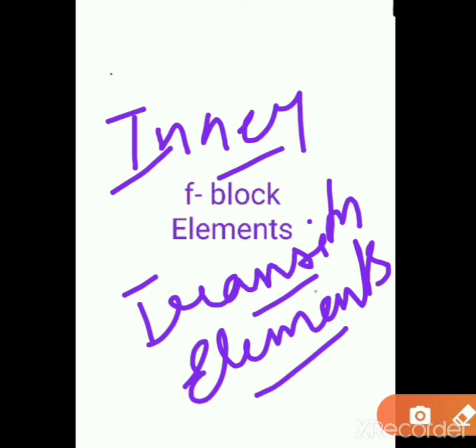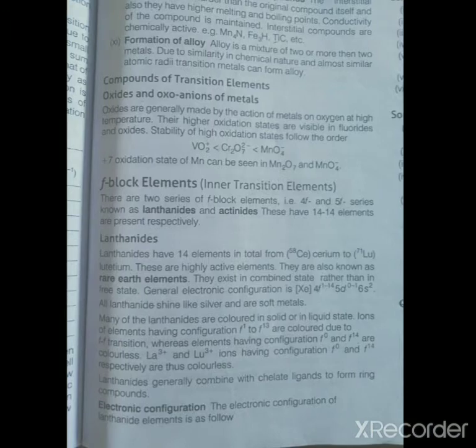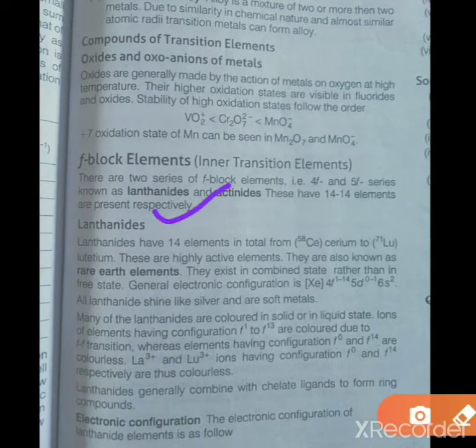That is, there are two series. One is the 4f series and the other is the 5f series. The 4f series is known as lanthanoids and the 5f series is known as actinoids. Now students, talking about the number of elements, lanthanoids comprise 14 elements from cerium to lutetium, and the second series, that is actinoids, also contains 14 elements.